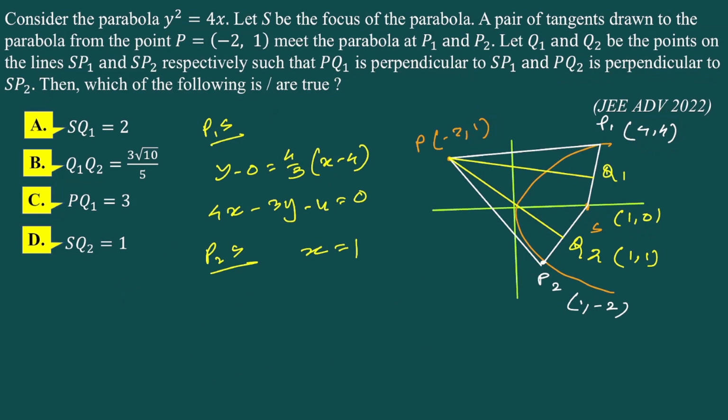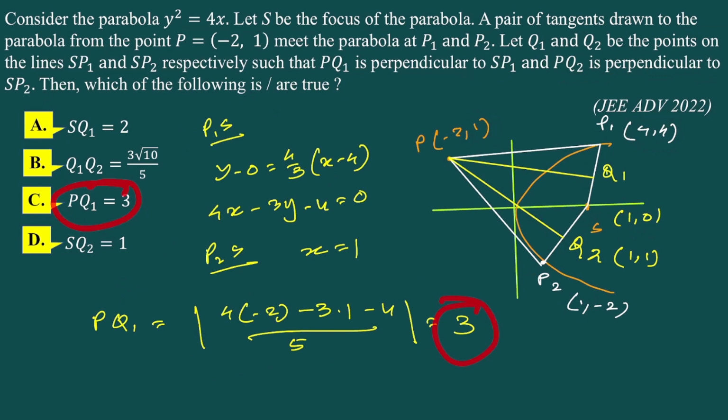Now we have to get the PQ1 length. Because in the options PQ1 is also given, it will be easier for us to understand this. So we can apply the perpendicular distance formula: 4 into (-2) minus 3 into 1 minus 4, divided by root over a square plus b square. So this is coming 3. So PQ1 equal to 3. So the first answer is right. This option C is right.